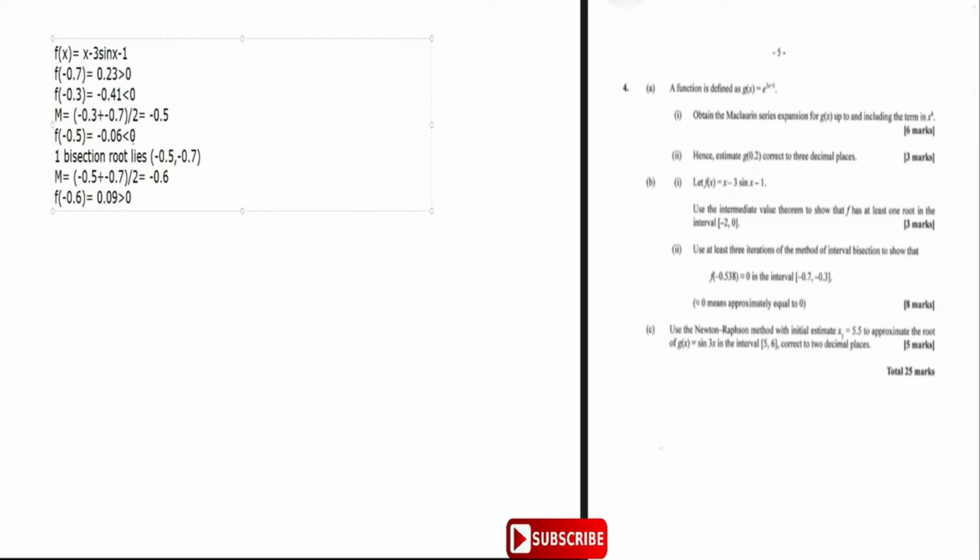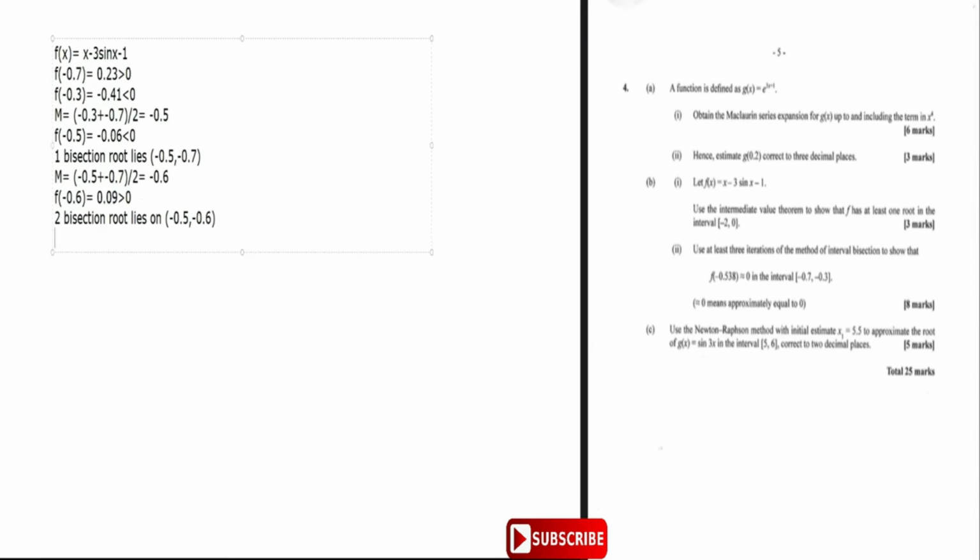And so which one was less than 0? As we can see, the root therefore lies between. So using the second bisection, the root lies between negative 0.5 and negative 0.6.